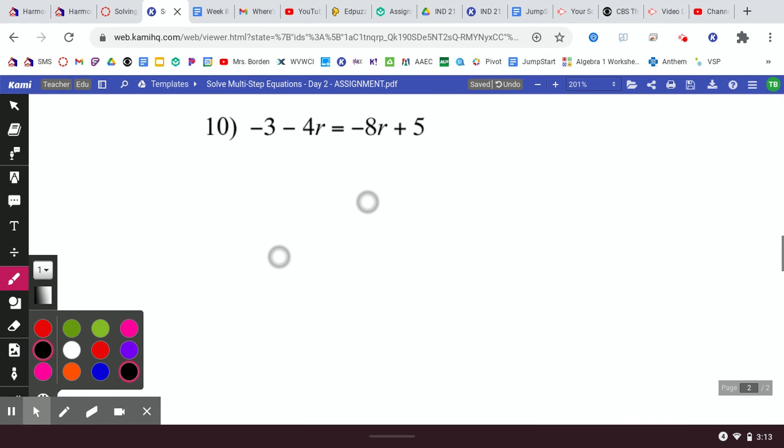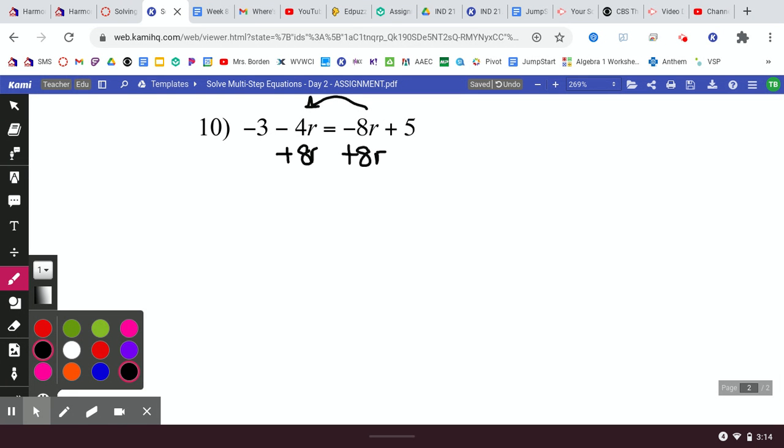All right, number 10, same thing. Look left, look right. There's nothing to combine. I have a number and a variable on both sides. So I move to step 3, which is to move all of my x's, or in this case, my r's. I'm going to move them all to one side. So again, I'm going to take my 8 over here. So to do that, it's a -8r, so I'm going to go +8r and +8r.